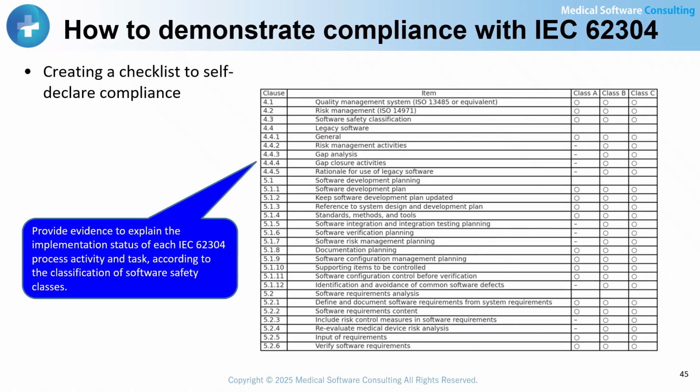This is an example of how to demonstrate compliance with IEC 62304. As shown in the table on the right, you can create your own checklist that lists each clause and subclause of IEC 62304. In this table, you indicate the software safety class, and for each activity and task, you provide the document control number as evidence of implementation. If a notified body or regulatory authority requests it, you can then present the corresponding documents as proof of compliance.